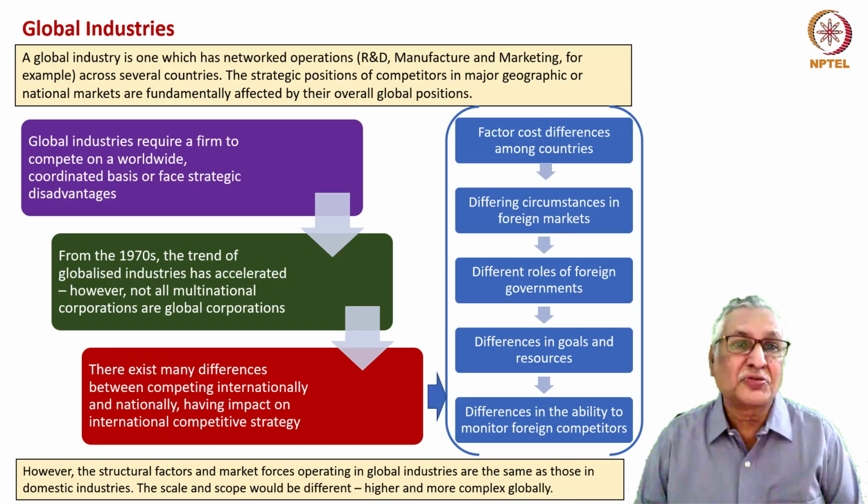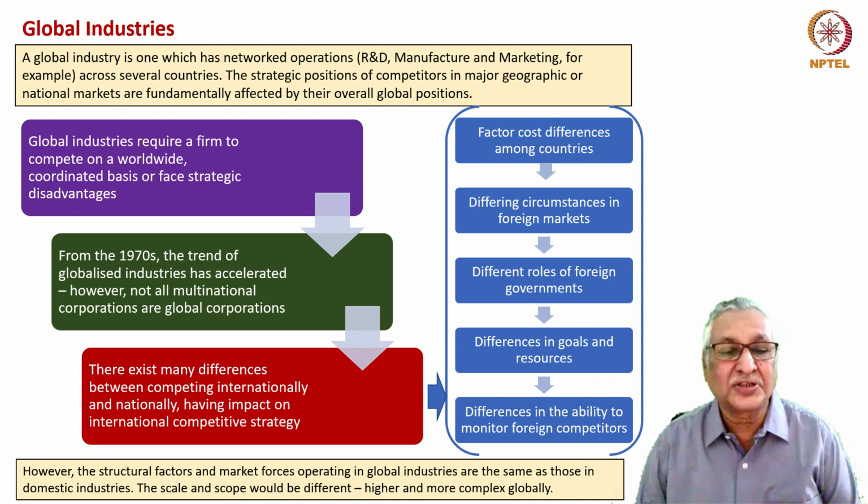A global industry is one which has networked operations, R&D, manufacturing and marketing for example, across several countries. These companies have strategic positions in different geographic or national markets, but they are fundamentally affected and influenced by their overall global positions. Global industries require a firm to compete on a worldwide coordinated basis for competitive advantage or face strategic disadvantages. From the 1970s, the trend of globalized industries has accelerated.